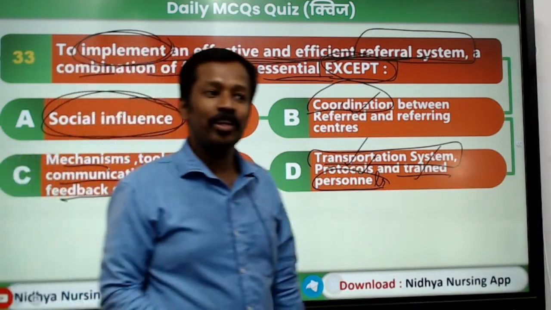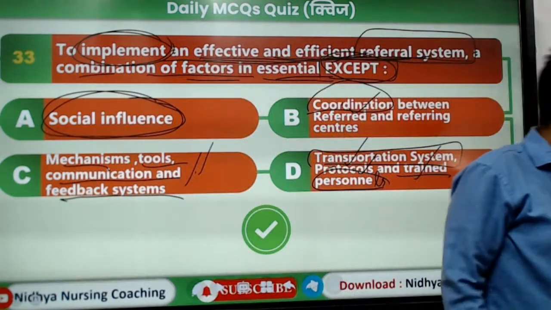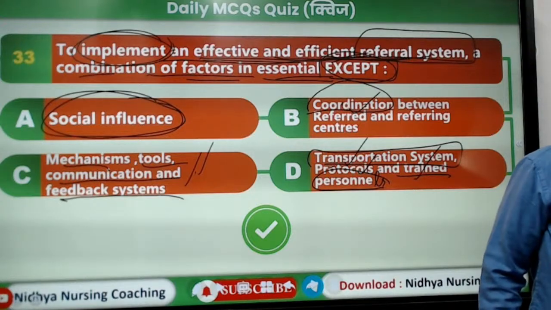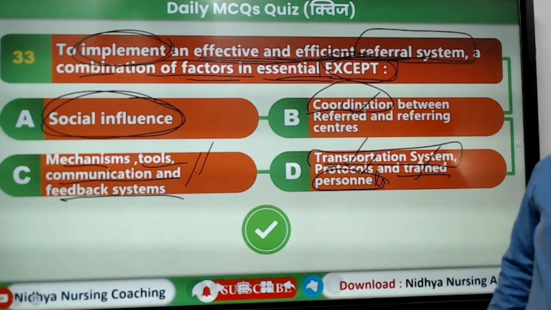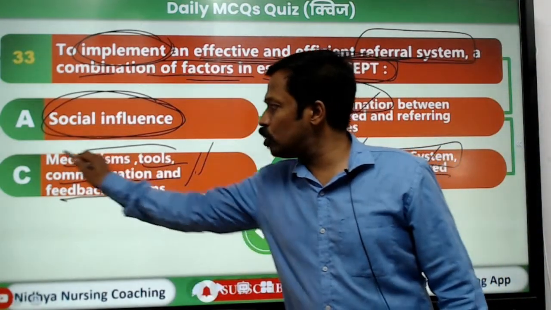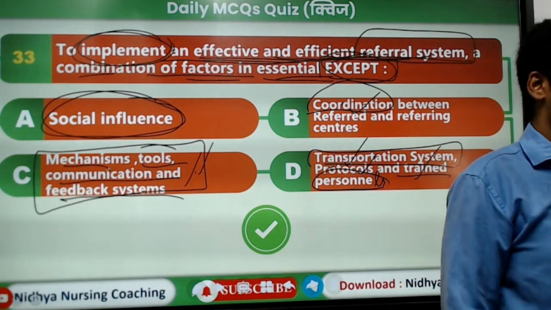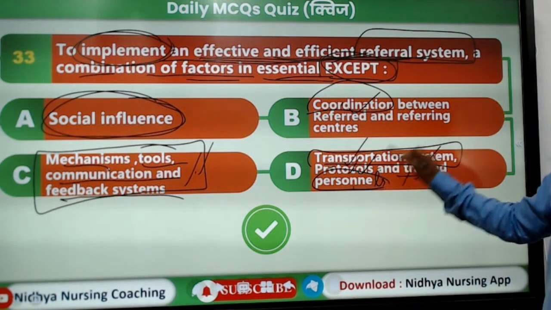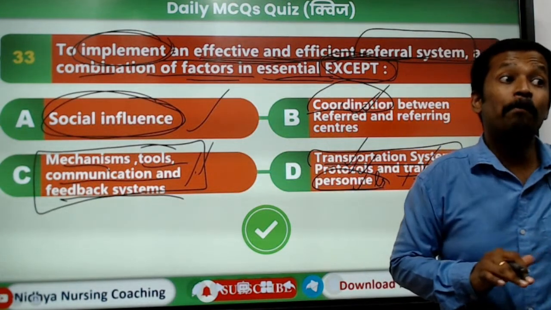That is the question. Have you got the question? Yes. Now answer it. What is that? What is least concern? Least concern for referring one area to an efficient referral system. Least concern, we can go for tools, mechanism, communication and feedback mechanism. It is least concern. Other transportation system, protocols, trained personnel, coordination, everything, social influence, everything is a prior concern.